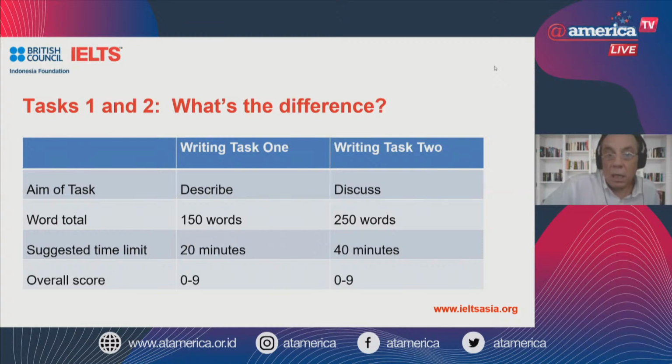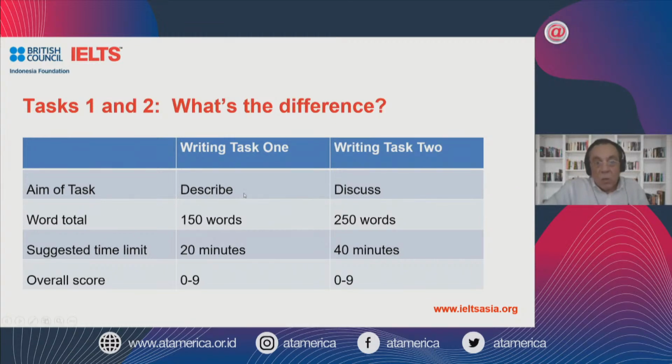Okay, try and keep this in mind. The aim of Task 1 is to describe something. Now, that could be a chart, it could be a pie chart, a line chart, or it could be a graph, it could be a map, or it could be a process. But you just have to describe it. And the purpose of Writing Task 2 is to discuss. That's when you get to give your ideas.